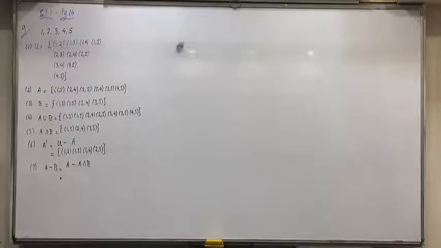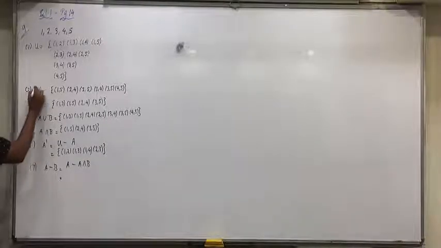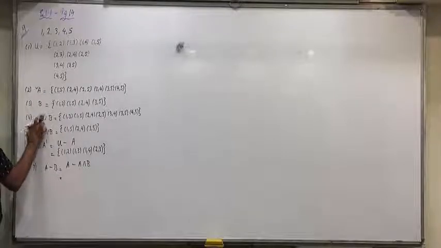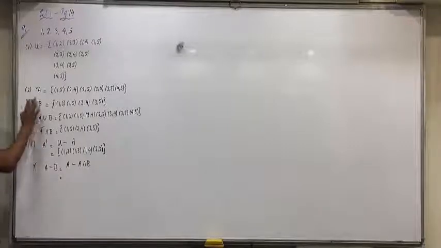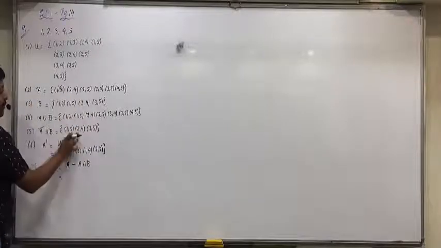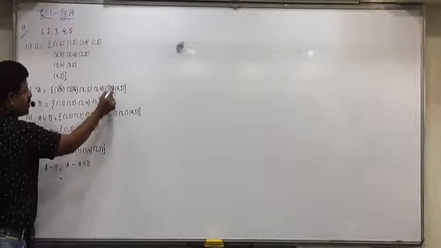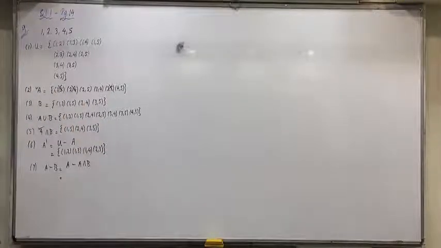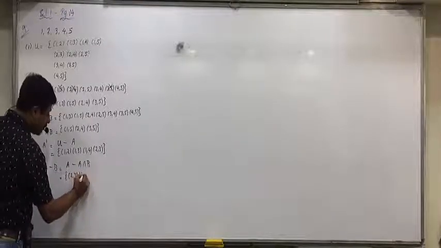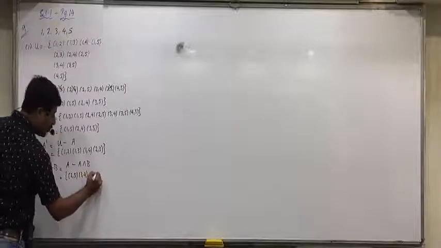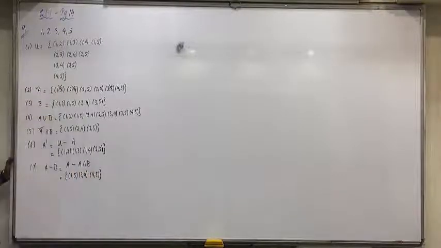Now, see here, this is A, this is A intersection B. From A we have to subtract A intersection B, means (1,5), (2,4), (3,5). So what will remain? (2,5), (3,4) and (4,5). Did everyone understand this? Any doubts with the seventh one?